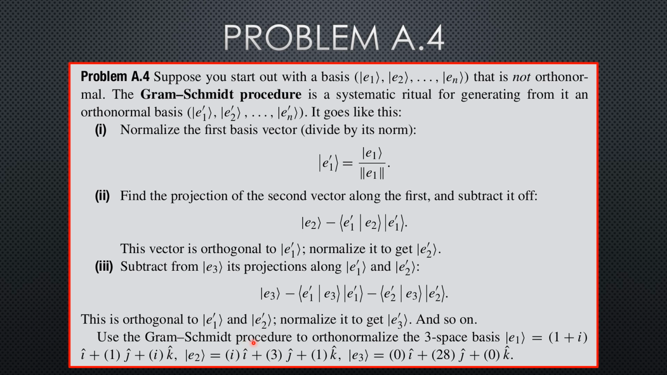So use the Gram-Schmidt procedure to orthonormalize the three space bases E1 equals these components down here. Note that they're in the i, j, k components, so we're in Euclidean space, nothing too crazy. E2, another set of components, and E3, 0, 28, 0, so those zeros will help very much later.